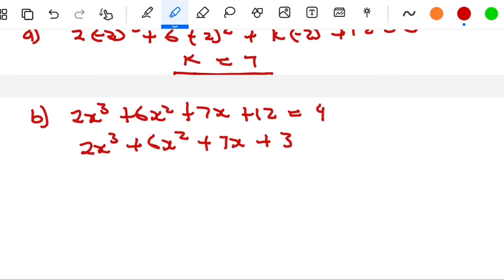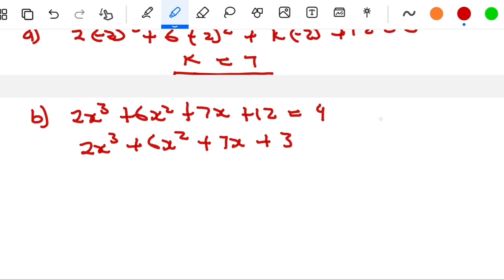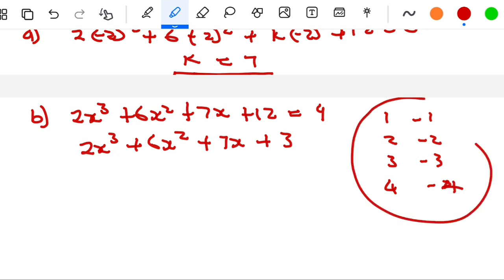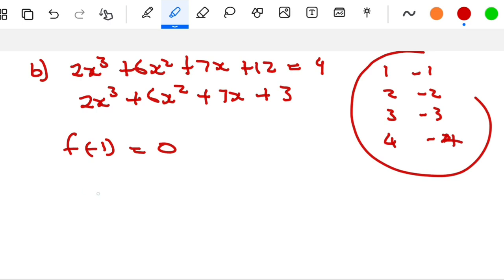Okay, then this one is a factor. You find that factor by inspection or by trying. So typically you try 1 and negative 1, 2 and negative 2, 3 and negative 3, and maybe 4 and negative 4. If these do not work, most likely your factors are not as easy to find. So I tried and I found that negative 1 works. So f of negative 1 is giving me 0, which means x plus 1 is a factor.